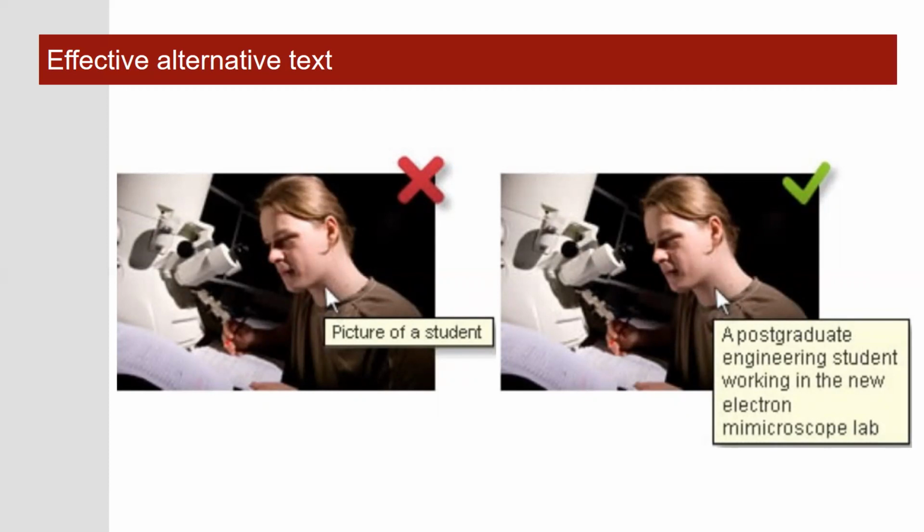If the purpose of the image is to showcase that new building's technologies and spaces, a picture of a student or postgraduate engineering student or microscope lab doesn't really convey the content and function of the image effectively. In that context, if the image's purpose is to highlight that this is a technology that's available for student use, more appropriate alt text might be a postgraduate engineering student working in the new electron microscope lab. If the same image appeared on the electron microscope manufacturer's website, it might have different alternative text. It might go into more detail about the microscope versus who is using it and where.